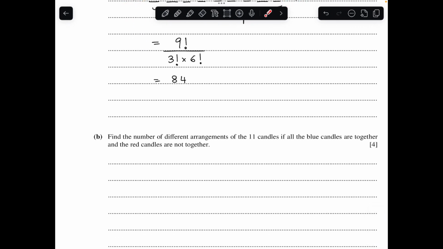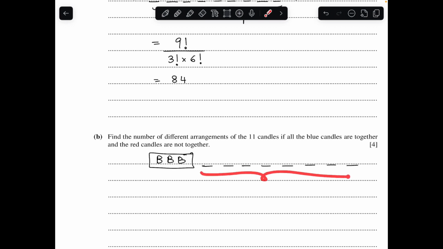Part B, find the number of different arrangements of the 11 candles if all the blue candles are together and the red candles are not together. So it is told to you that the blue candles are together. So let's put them together. The 3 blue candles are together. So now how many left for us to arrange? We are left with 11 minus 3, 8 spaces to arrange. 8 candles to arrange.